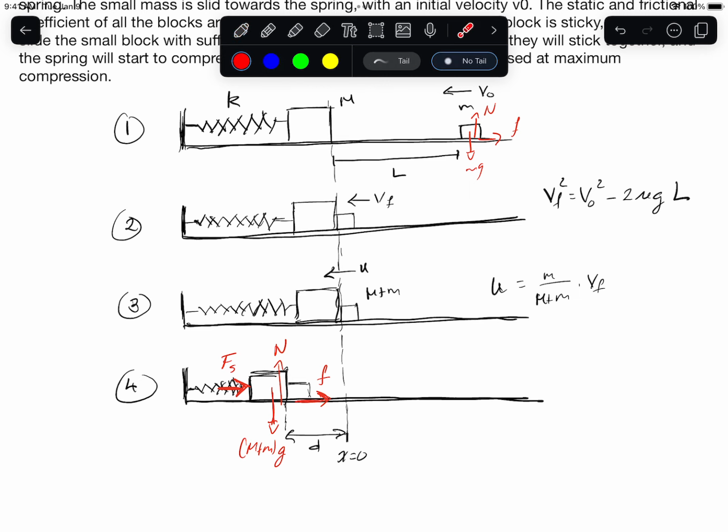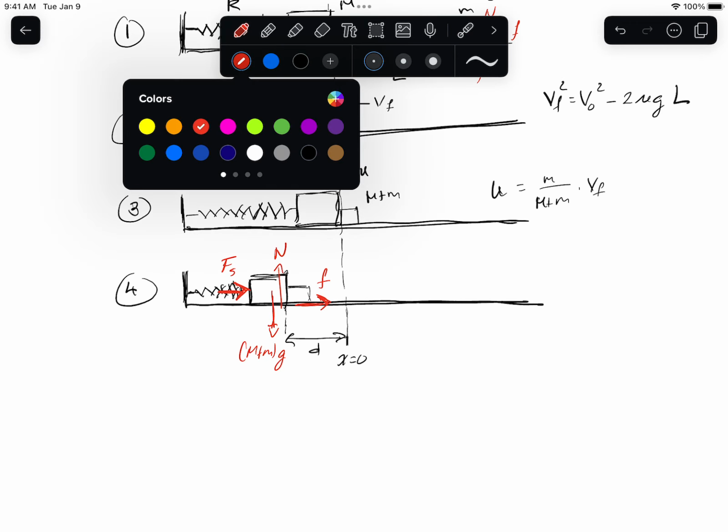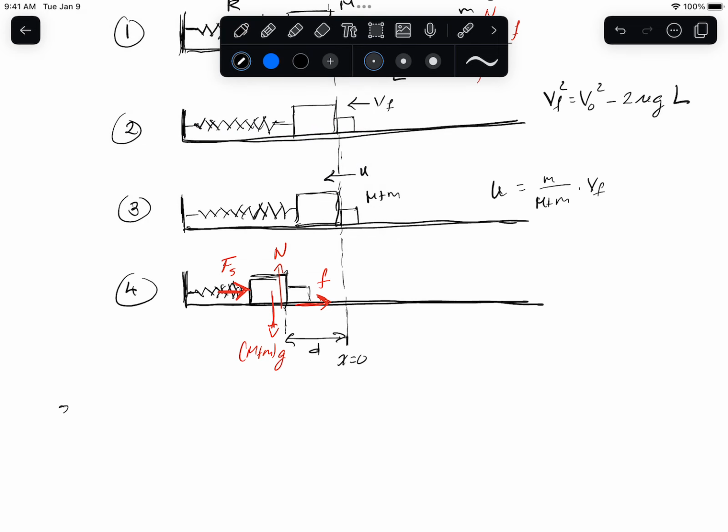And what's happening is that the block is slowing down as it compresses the spring. And so what we're doing is we're trading speed for spring compression, right? So we're taking energy that is in the form of the kinetic energy of this block, and we're pouring it into the potential energy cup for the spring. So this is going to be a conservation of energy problem. So let's go ahead and set up my conservation of energy equation.